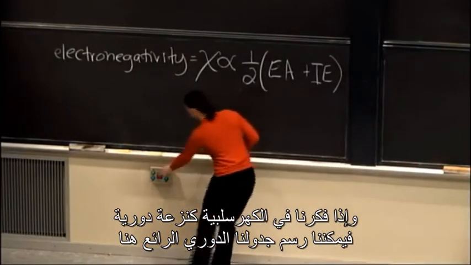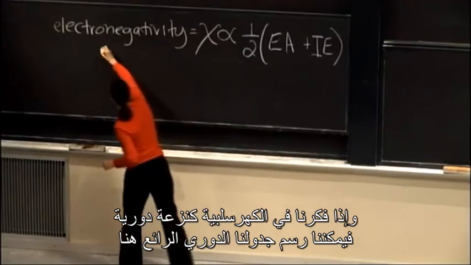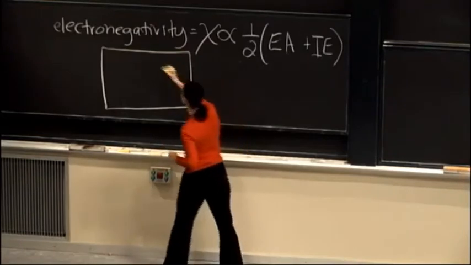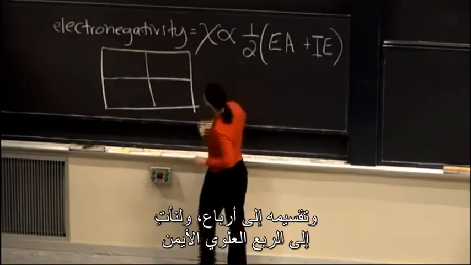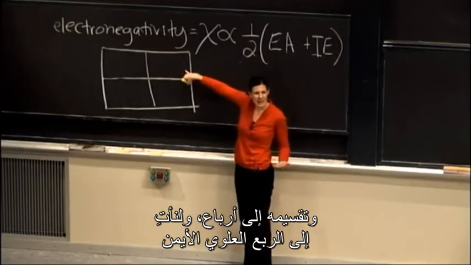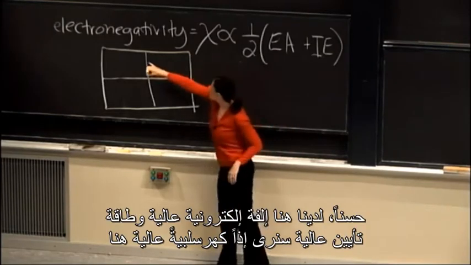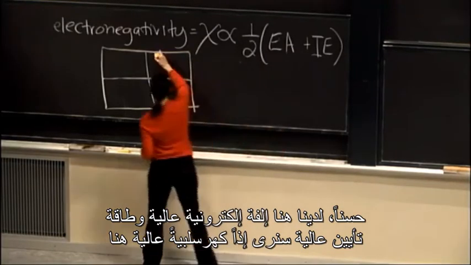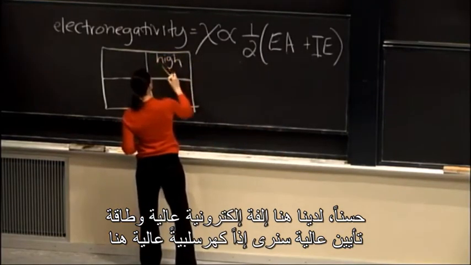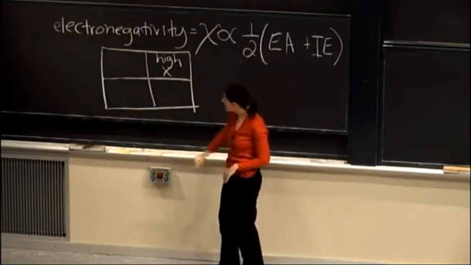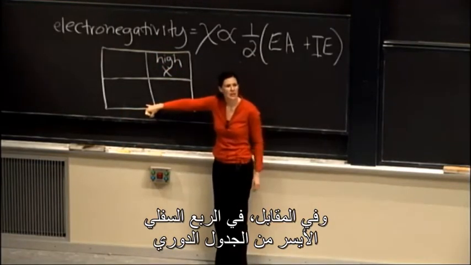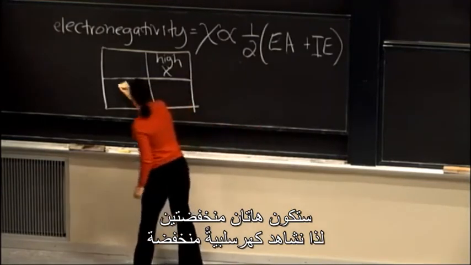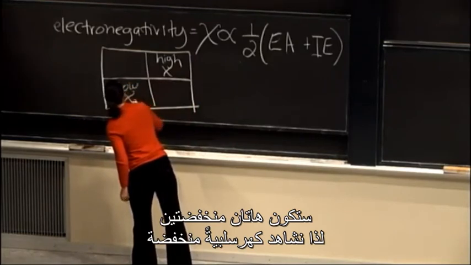So if we think about electronegativity as a periodic trend, we can just draw our nice periodic table here, and let's separate it into quadrants. So if we think about the upper right-hand part of the quadrant, well, this is where we're going to have high electron affinity and high ionization energy. So we're also going to see high electronegativity here. And in contrast, in the lower left-hand part of the periodic table, these two quantities are low, so also what we're going to see is low electronegativity.